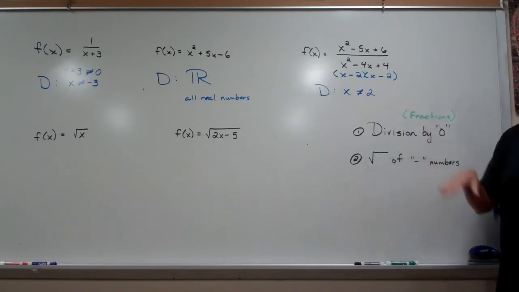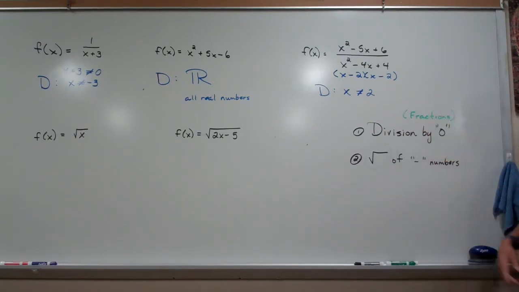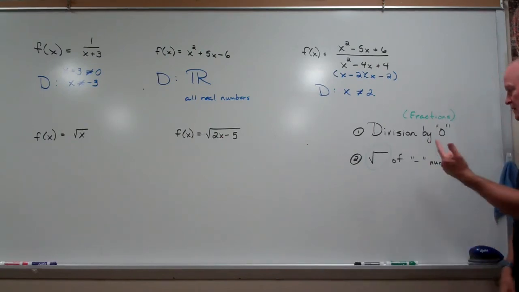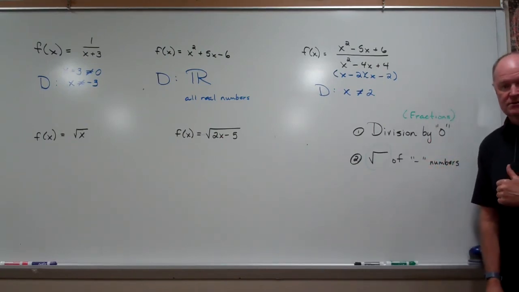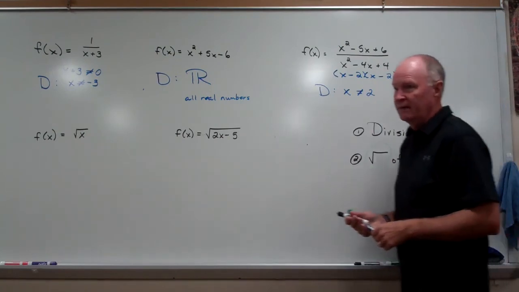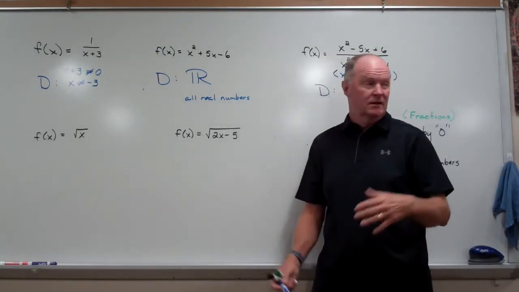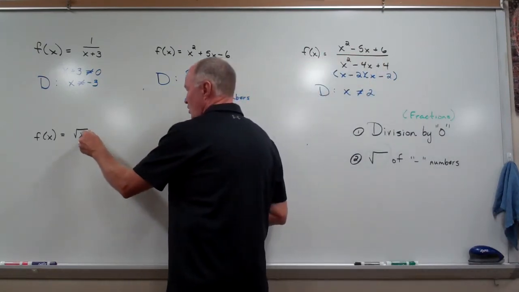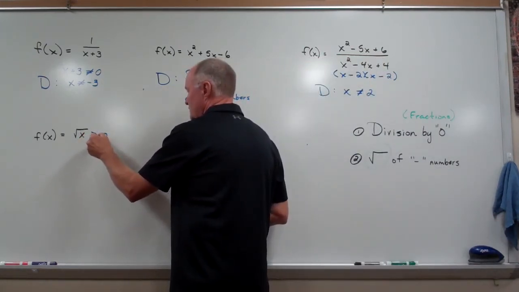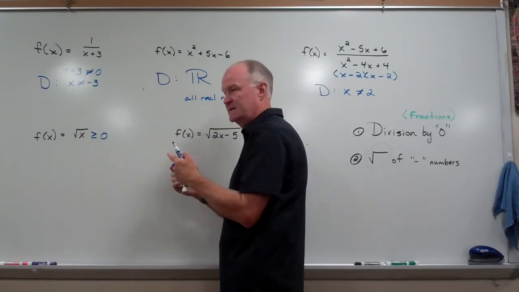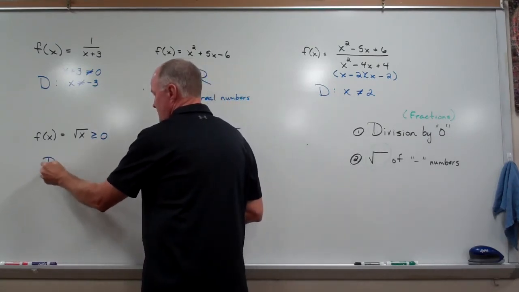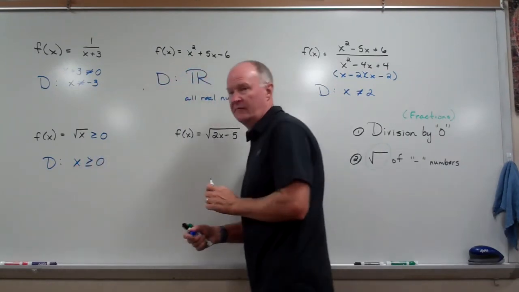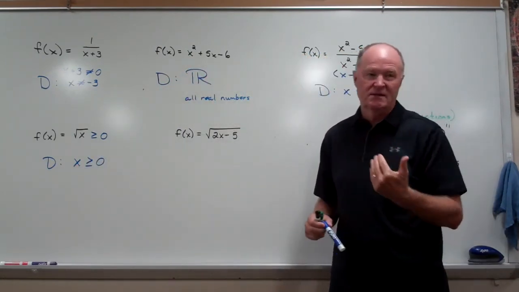All right, these last two have the square roots. So if you look at the first one, no fractions, so I don't have to worry about that, but it does have a square root. Can't take the square root of negative numbers, so it's as basic as this. Whatever's inside the square root has to be greater than or equal to 0. In this case, x has got to be greater than or equal to 0. There's my domain. That's the basic one.